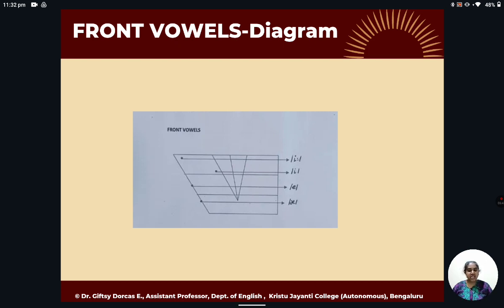So we see among the front vowels, the long E and the short E sound occur in the initial, medial and the final position, whereas the other two sounds do not occur in the final position of any word. So this was a description of all the front vowels, 4 front vowels.